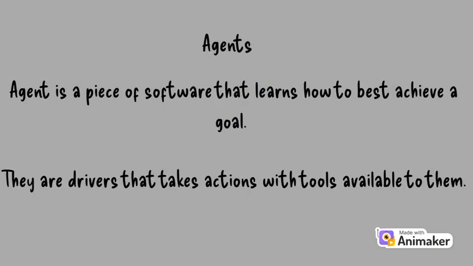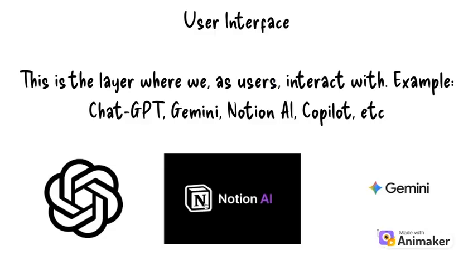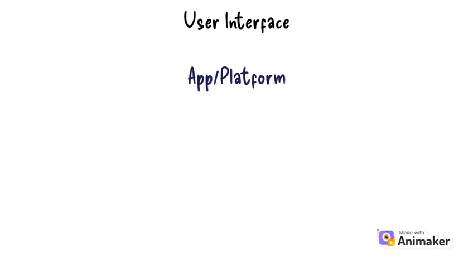The fourth layer is the agent layer, and it's Dr. Monk from the previous demonstration. The agent layer is a software that uses the tools available to carry out a task. I call them the drivers. And finally, we have the user interface. This is the part users interact with. We have ChatGPT, Gemini, and so on. I call it the app or the platform.